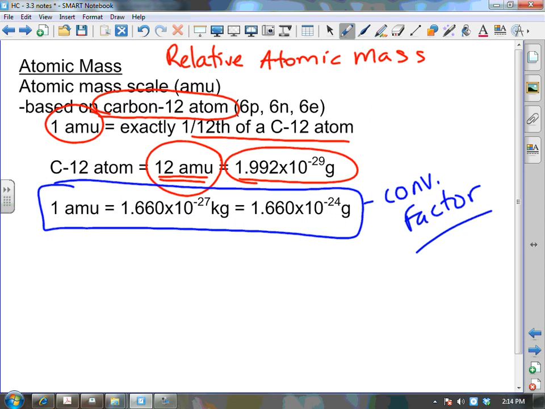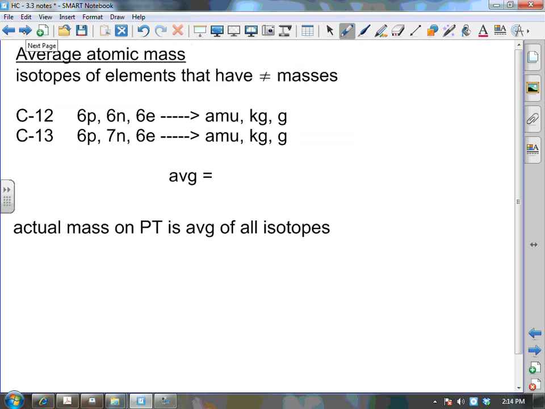So let's make a comparison here. Let's say we actually looked at a carbon isotope, or actually 2 of those isotopes. Remember, we said isotopes are elements that have a different number of neutrons, therefore their masses are not equal. So what we're going to do here is you need to look up the individual mass for a proton, an individual mass for a neutron, an individual mass for an electron.